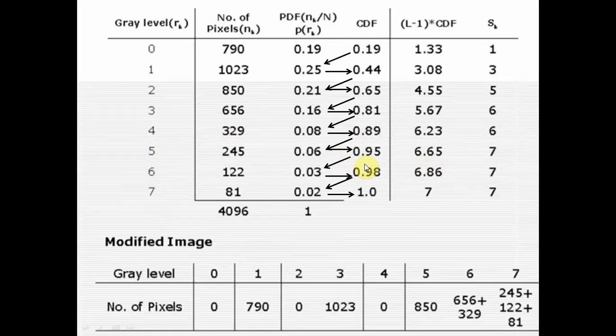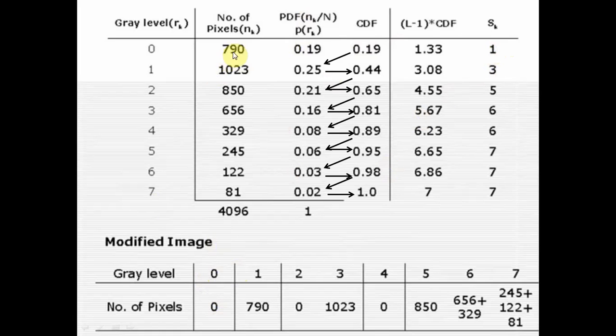Means the repetition of these pixels, 245 plus 122 plus 81, you will represent at gray level value 7. There is a new modified version after equalization. Okay, so you have the new values. 0: here there is not a single 0, so 0 repeats 0 times. Earlier 0 was repeating 790 times. The 0 was having 790 pixels in the image. Now after equalization, 0 has nothing.